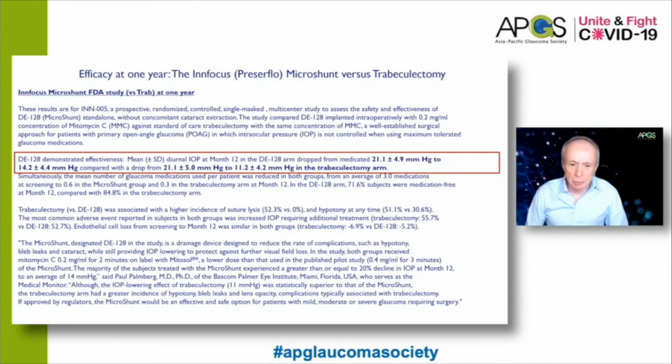And this again, I'm repeating the earlier slide showing the 1 year data after the INN-05 microshunt study, showing that you can get a pressure drop to around 14 mmHg with a microshunt. Not quite as low as 11 with trabeculectomy, but it's still fairly impressive. One might point out that in this study, we used 0.2 milligrams per mil of mitomycin, whereas with microshunt implantation in general, we're now using 0.4, 0.5, which seems to give better pressure control. So this probably underestimates the effect of the microshunt, but it's still, trabeculectomy seems to win in terms of pure efficacy.